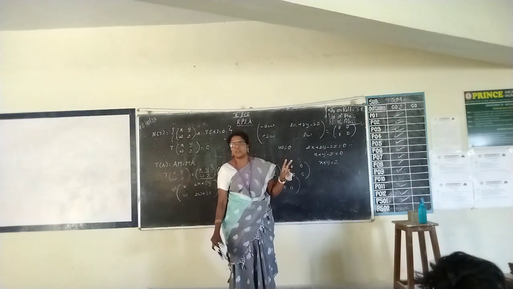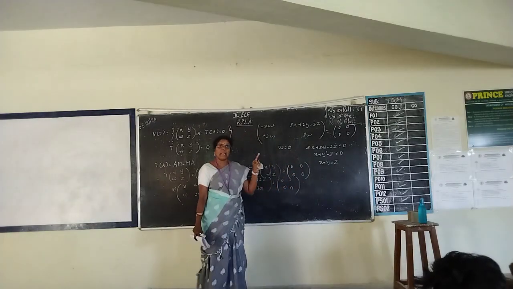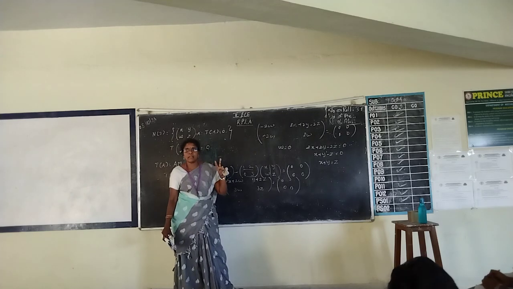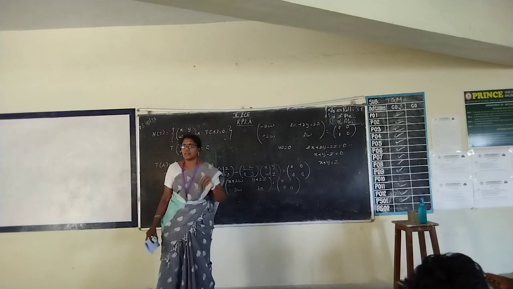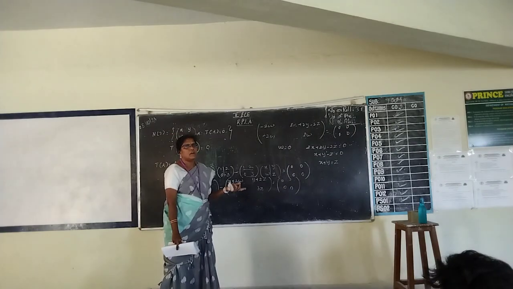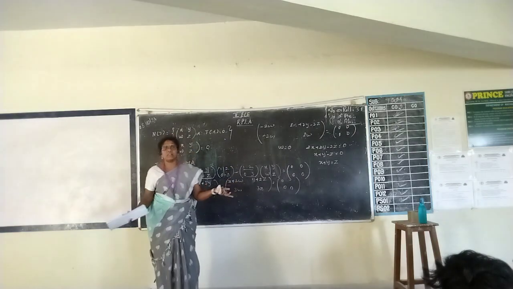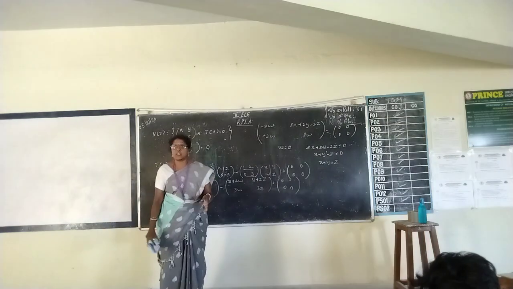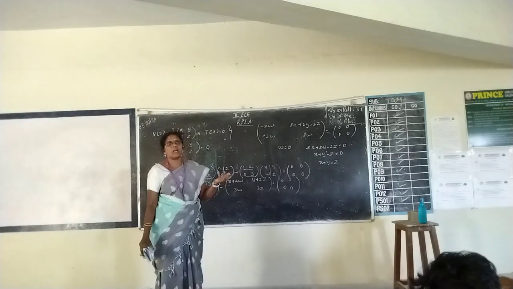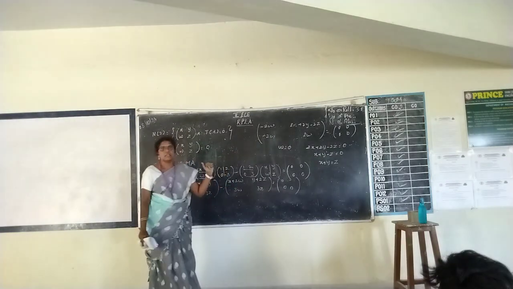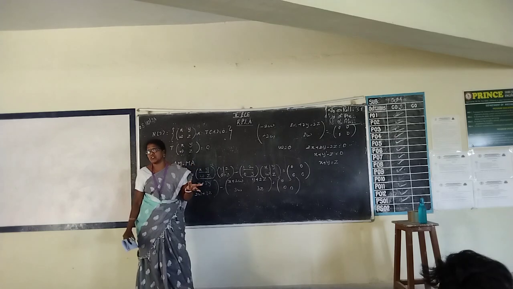What are the possible values? 0 and 1. It can be x equal to 0 or y equal to 0. Can both be 0? If both are 0, what happens? All variables will become 0. It is a very trivial solution. If you assume x is 0 and y is 0, z is also 0 and w is also 0. So ignore the case where both are 0.